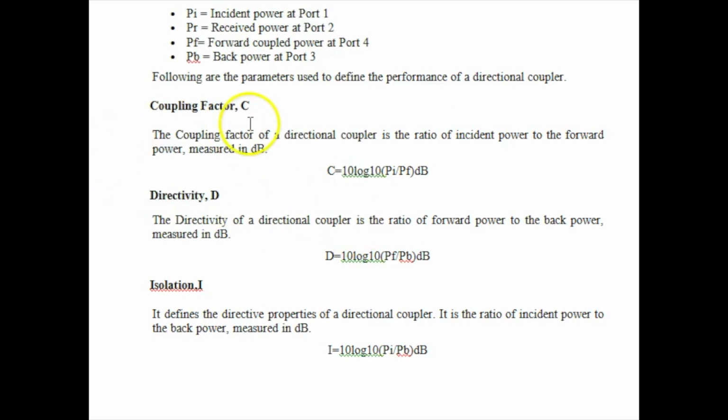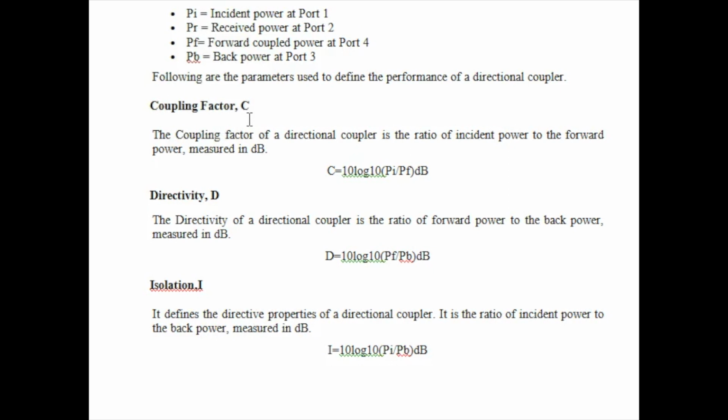And we have certain parameters which define the performance of a directional coupler. The first one is known as the coupling factor. It is defined as the ratio of incident power to the forward power measured in decibel. So we can define it as C = 10 log Pi/Pf to the base 10. The unit is decibel. Directivity is defined as the ratio of forward power to back power. It is measured in decibel. That is, D = 10 log Pf/Pb to the base 10.